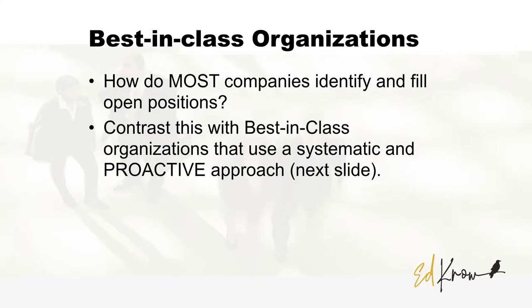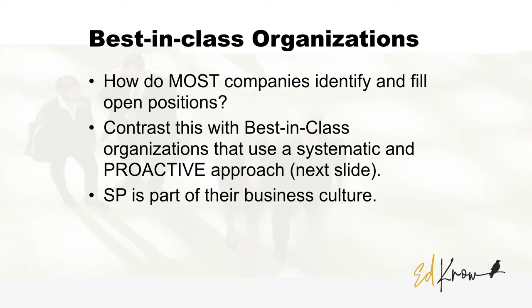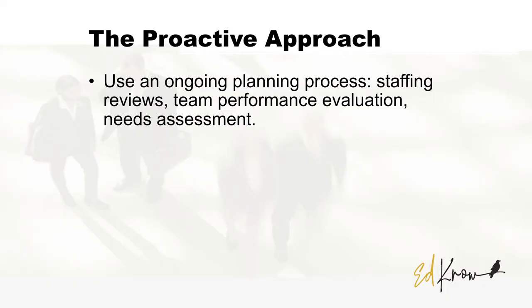Because part of succession planning is also planning for going to the outside and planning for what that looks like ahead of time. Okay? So best-in-class organizations, we'll talk about in the next slide, but they're very systematic in how they go about filling positions. And we'll look at why that is here in a moment, okay? But ultimately, successful organizations have succession planning as part of their culture. It's just sort of a natural flow of what they do, how they do it, and why they do it. And it comes back to their value of their people and their leadership development piece in everything. So let's look at this systematic approach, okay?